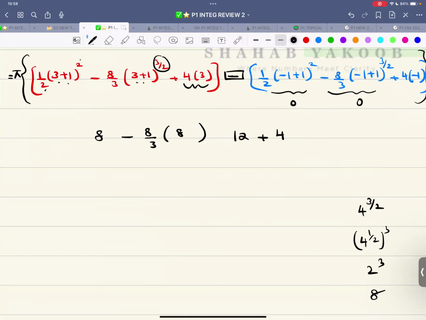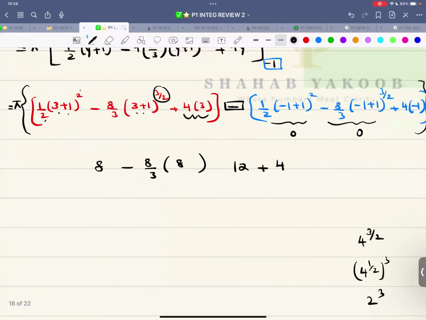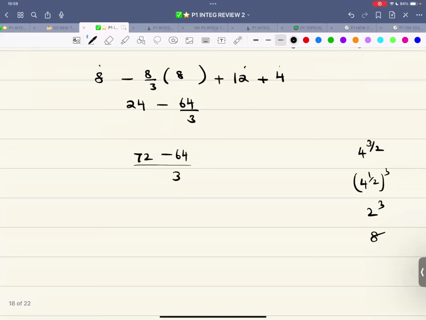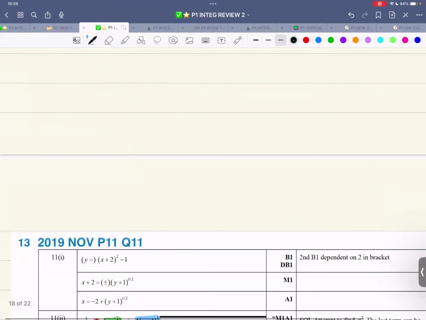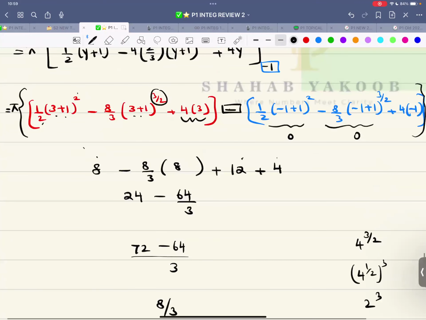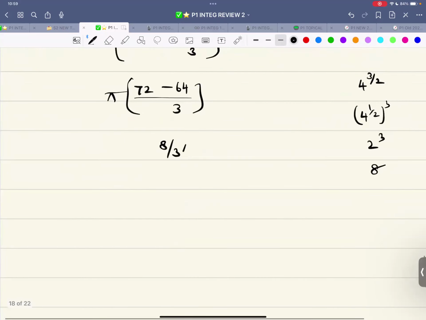So therefore, this is positive, this is negative, this is positive, that becomes positive. 8 plus 12, 20. 20 plus 4, 24. 24 minus 64 over 3. That is 72 minus 64 over 3. 72 minus 64 is how much? 6 plus 2 is 8. That's 8 over 3, if I'm not mistaken. Yes, it is. And don't forget the pi. Yes, there is a pi. So curly bracket, pi, another bracket, pi, another bracket, pi, and pi over here.